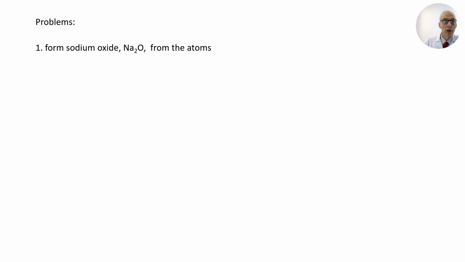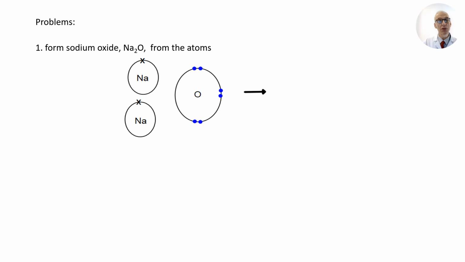Here are some problems for you. Forming sodium oxide from sodium and oxygen. Here are the atoms, sodium and oxygen. Can you draw the appropriate ions and with the correct charges on the right-hand side? Pause, come back to check your answer when you are ready.